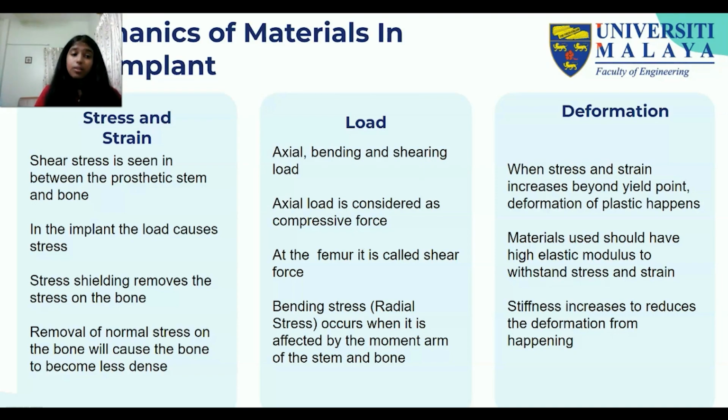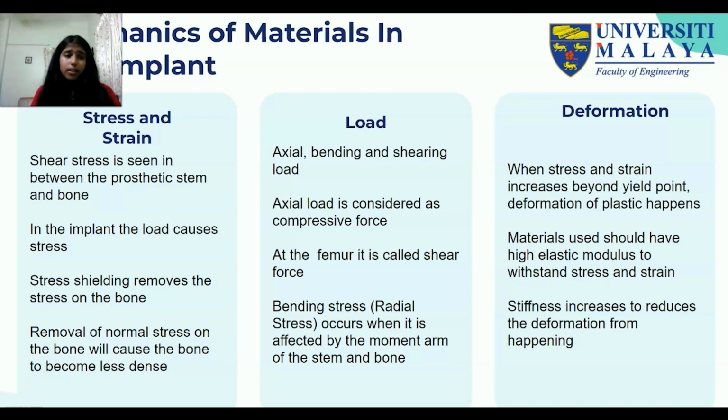So you can see three types of loading, which are axial, bending and shearing load. Axial load is considered a compressive force, and in the femur it is actually called shear force. Bending stress occurs when it is affected by the moment arm of the stem and bone. That means the implant inside the femur, and in that part of the implant you can see bending stress at the two ends of the implant.